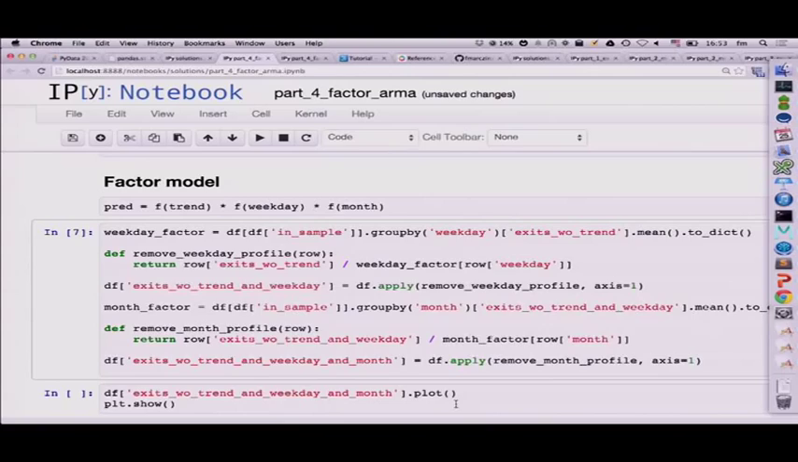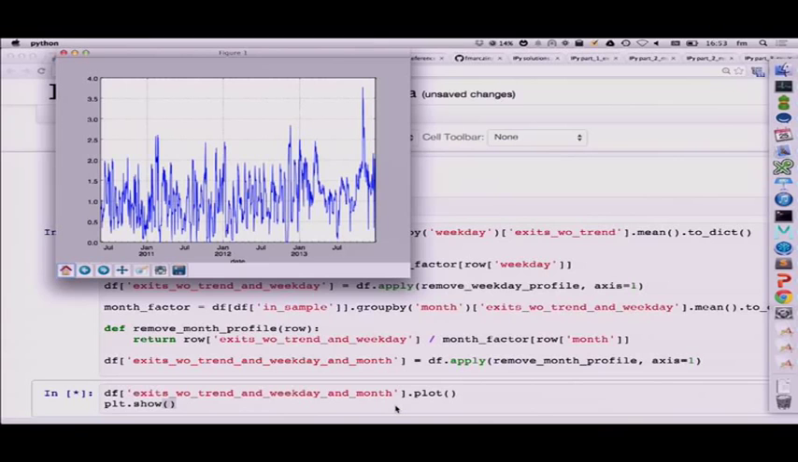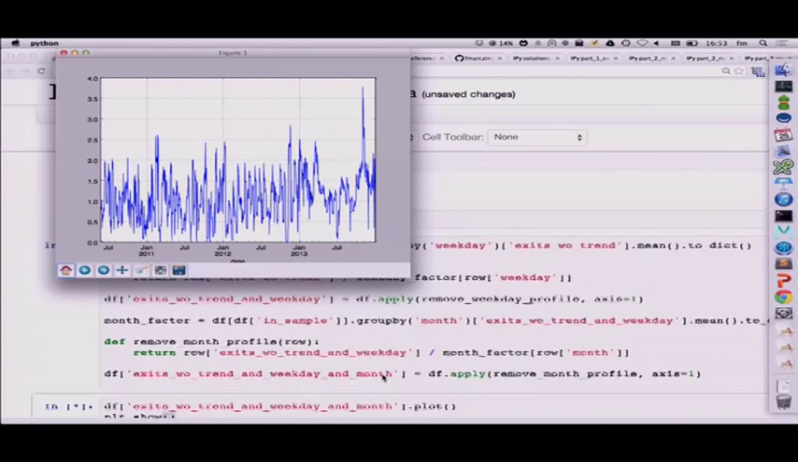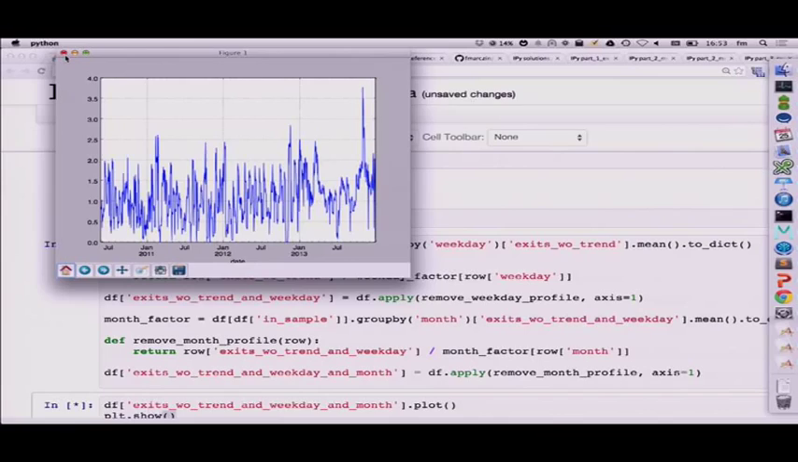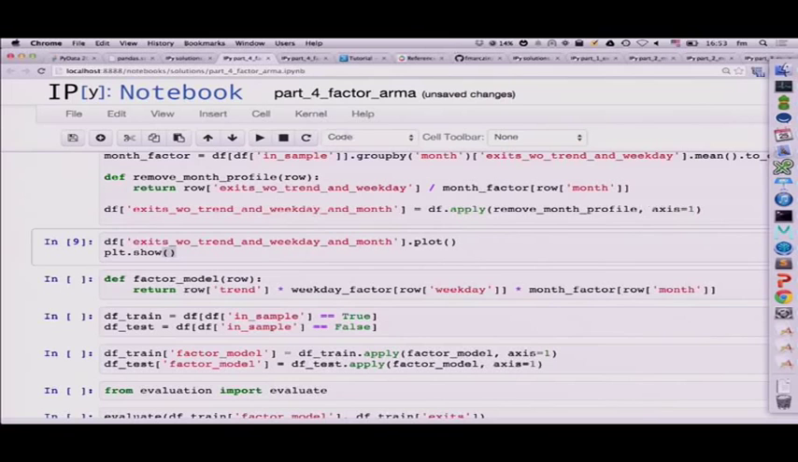Let's plot that time series. You can see it's more or less a fluctuation around one. We've got some spikes at the end, so not everything is explained by this vector model. If we want to look at how well this very simple vector model performs, it's a static model because you've got only a coefficient depending on three vectors. We can look at that.